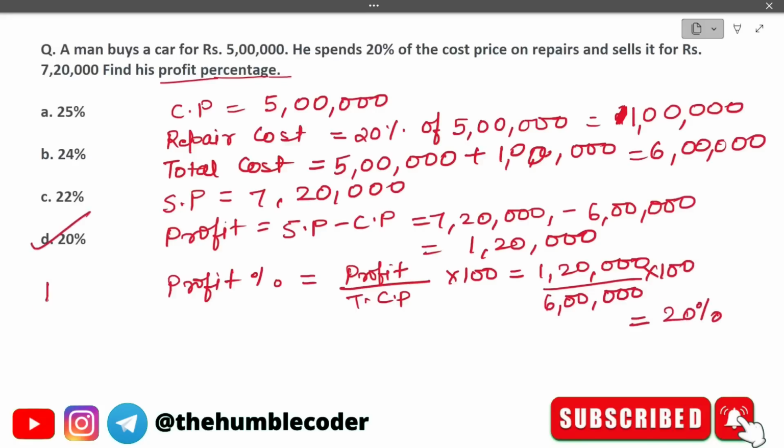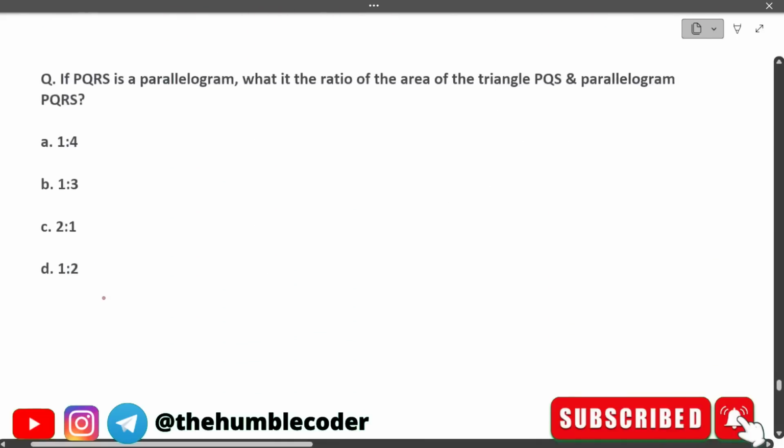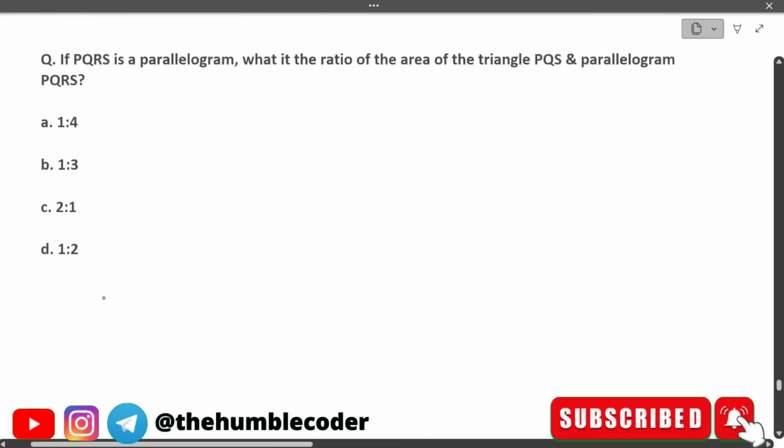That is 20%. So the correct answer in this case is option number D, 20%. Hope you have understood it. If you have any doubts, let me know in the comment section. Moving on to the next one.